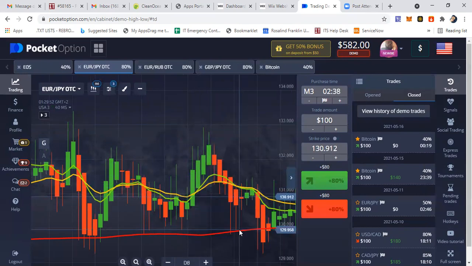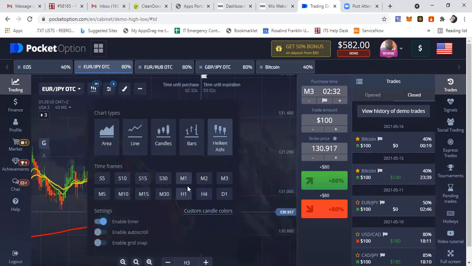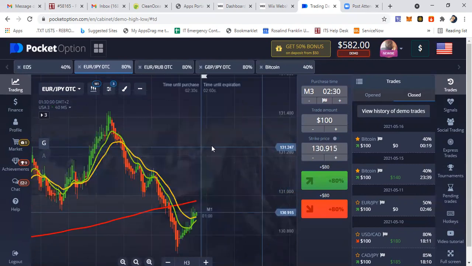Also, rule of thumb on the time frame that you are on, right? If you're trading on the 1 minute time frame, you want to enter your trades with an extra 3 minutes, right? So your purchase time should be 3 minutes. Your chart is the 1 minute chart, 3 minute trades. 1 minute chart, 3 minute trades, right?